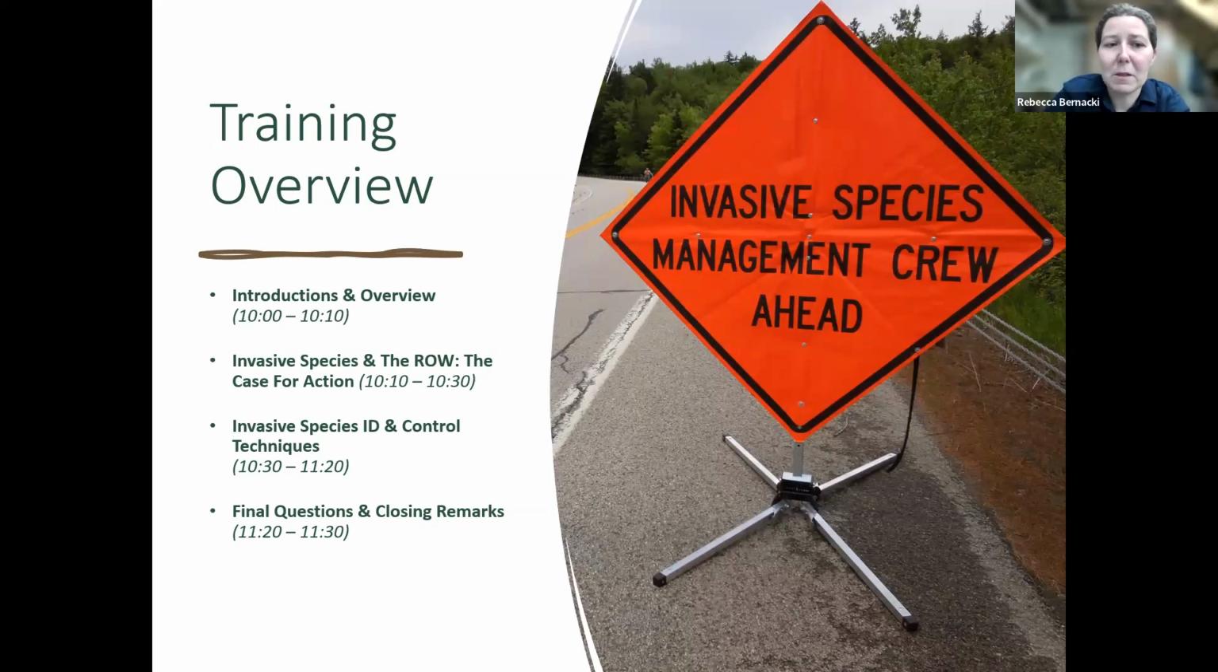Then Sean will pass the baton to me and we'll talk about invasive species ID and control techniques. So we'll first talk about what foliar sprays are, some actions we can take to protect our native pollinators, and then we'll get into species ID and species-specific control. Finally, we'll have the last 10 minutes for some final questions, some closing remarks. We'll take a few minutes to put in some shameless plugs for some upcoming events that we have, and then we'll all head out.